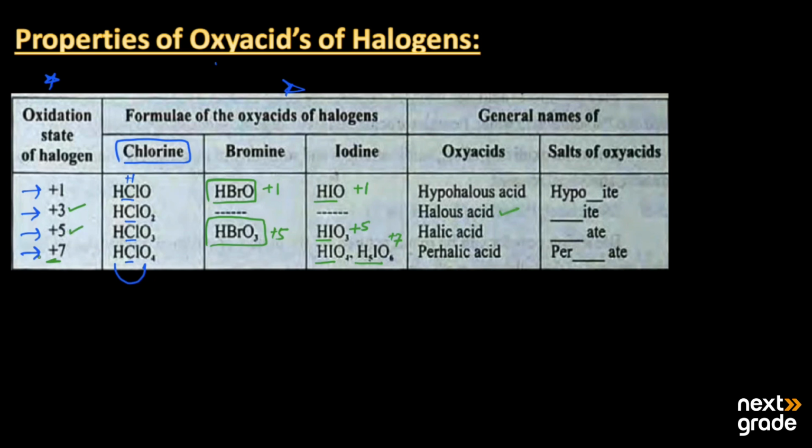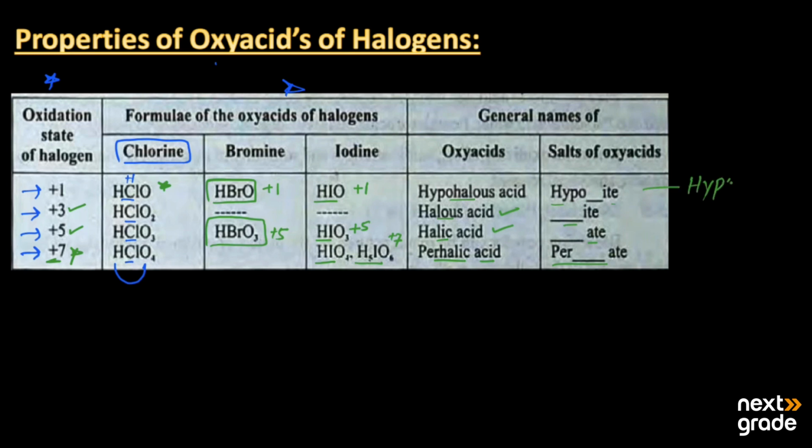If their oxidation state is +5, then they are known as halic acids. And the last one, in which their oxidation state is +7, will be called perhalic acids. So the names of the salts will be hypohalite, halite, halate, and perhalate. For example, the first acid is this, so its salt name will be hypochlorite.